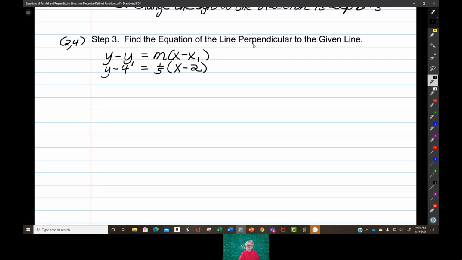So now find the equation of the line perpendicular to the given line. We are ready. We don't have to do anything different now. We are just going to find the equation of this line. We're going to work this out. Okay. So the denominator is 5. I multiply both sides of the equation by 5.